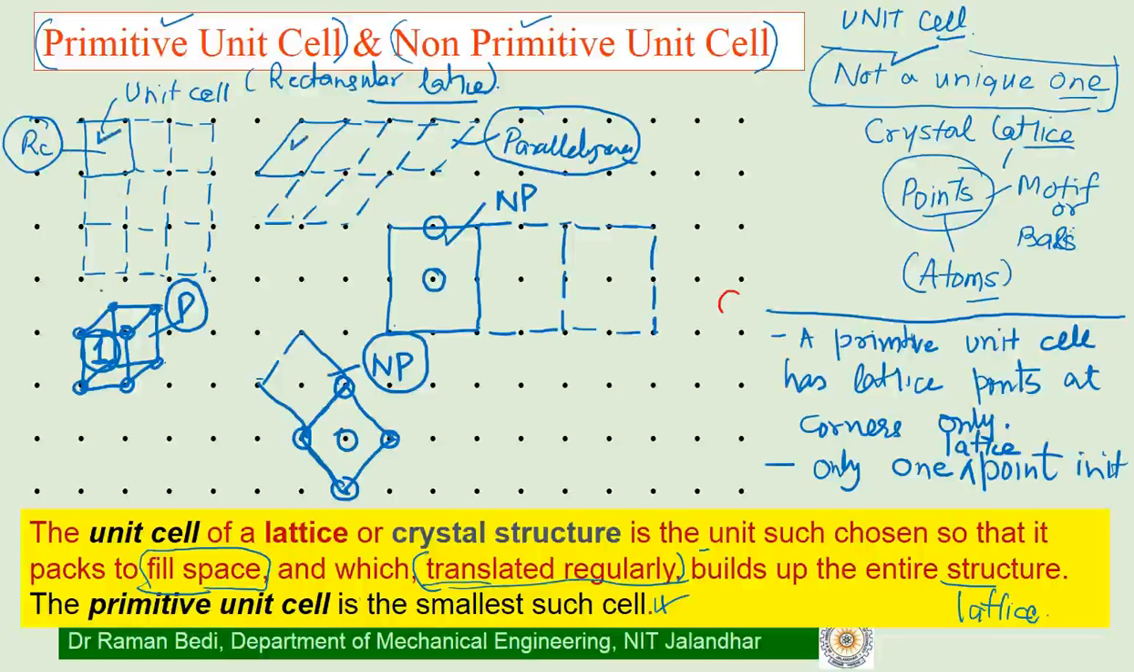Now what about this one? This one will also be a primitive unit cell, because again this has got lattice points only at the corners. And when you check whether it complies with the definition of a primitive unit cell, it does, because we said that it must have lattice points only at the corners and it must contain only one complete lattice point in it. So that's the basic difference between what we refer to as the primitive unit cell and the non-primitive unit cell.